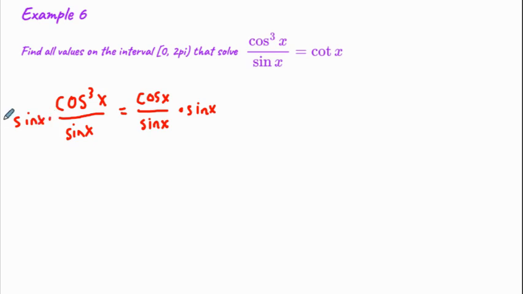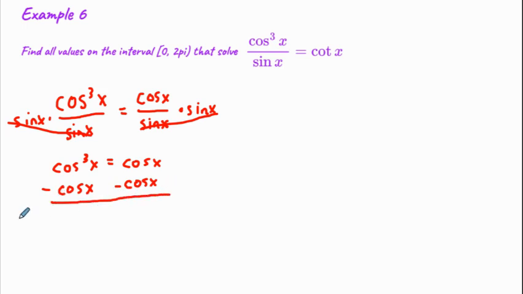To simplify it down to just being cosine cubed x equals cosine x. Now, this is where we've got to get a little bit back into algebra. It's tempting to want to say, oh, I'm going to divide out cosine x, but that could remove some possible solutions. So what I'm going to do instead is subtract cosine x from both sides. Cosine cubed and cosine are not like terms, so I'll have to write it as an expression. Cosine cubed x minus cosine x equals 0.